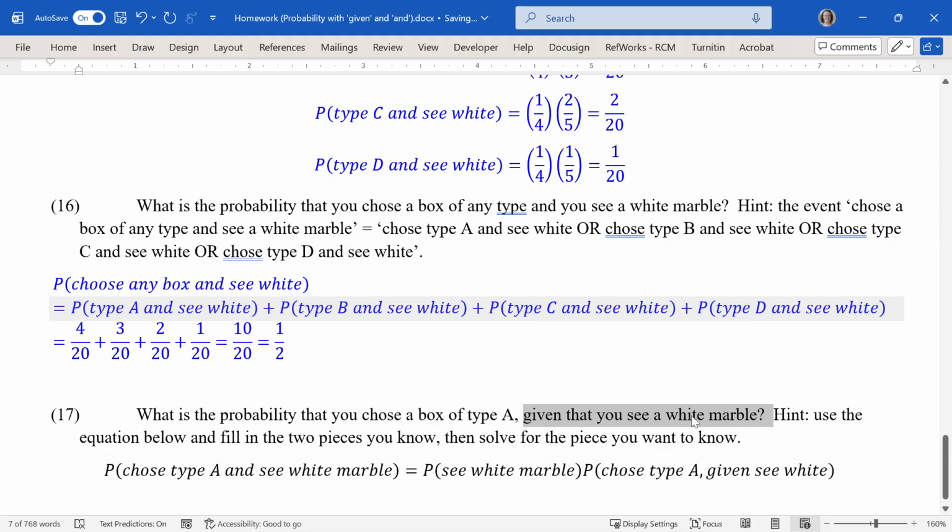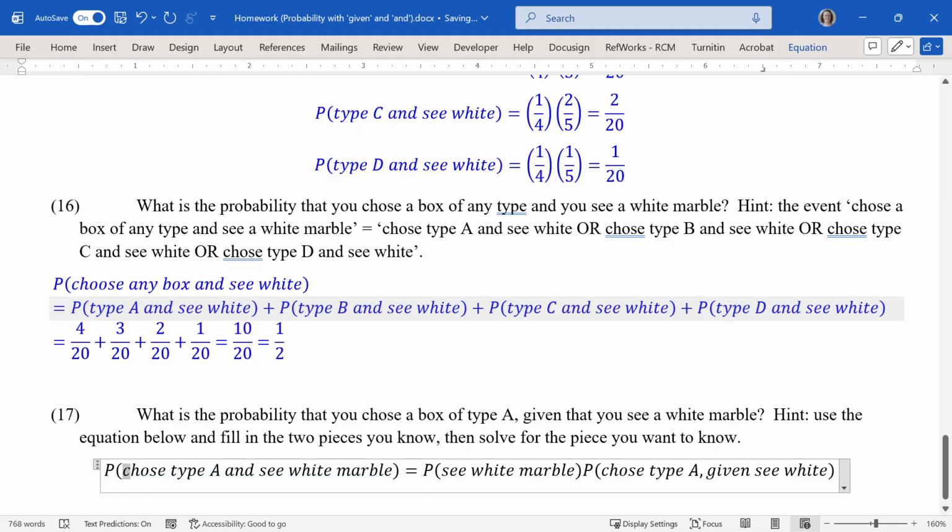So similarly to some other questions that we've seen, you can describe the event of choose type A and see white marble in either order. So choose type A and see white marble, or you can switch those two events around and describe it as see white marble and choose type A. And so if you swap those two around, then we can calculate it as probability of the first event, seeing the white marble, times probability that you chose type A, given that you saw the white marble. And the second thing here is what we actually want to calculate.